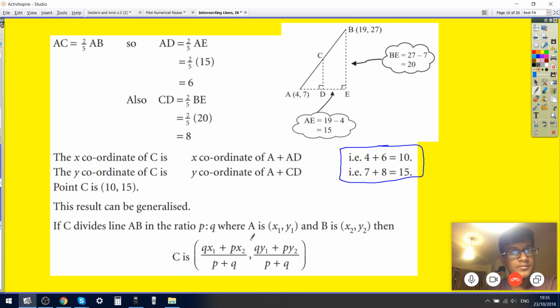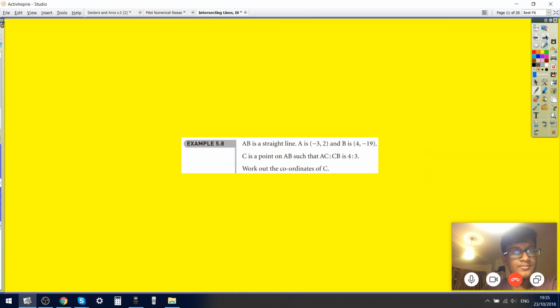There's this crazy formula you can use. I think our way is probably the easiest: just 2/5 of the difference plus the starting point. It's a bit more understandable.